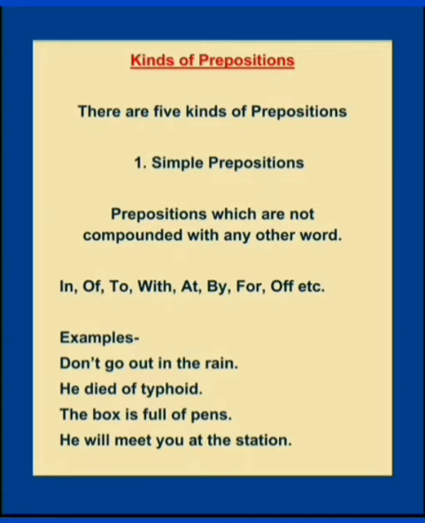Don't go out in the rain. Don't go out where? In the rain. He died of typhoid. Now, he died of what? Typhoid. The box is full of pens. Now, what is the box full of? Pens. He will meet you at the station. Where will he meet you? At the station. So you can see here, these are the simple ones that you usually find in sentences, and we usually use them in our real lives on a regular basis.